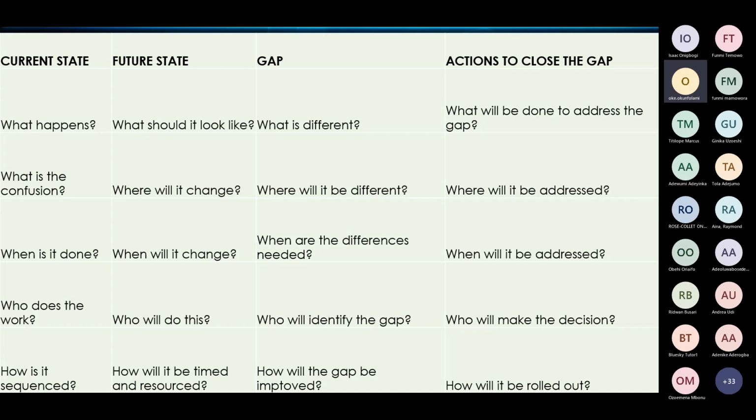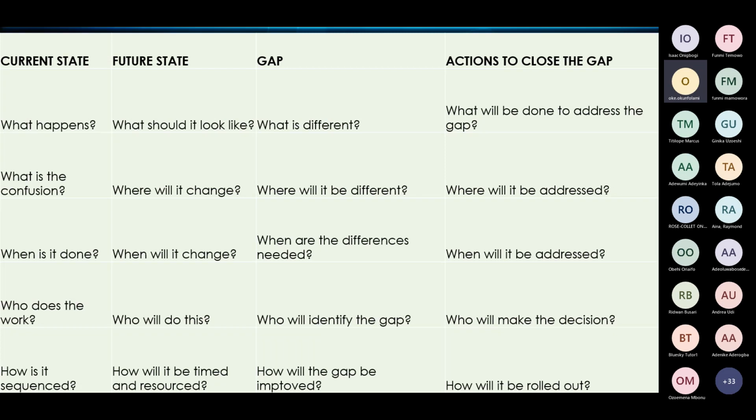But you see, these questions are quite important. What happens? What's the confusion? When is it done? Who does the work? How is it sequenced? And then the future state: what it should look like, where will it change, when will it change, who will do this, how will it be timed and resourced. So what do we want the new process to be? I'm using process, but it could be products. So it could be that you manufacture, like I said, a car, and you want an improved version.